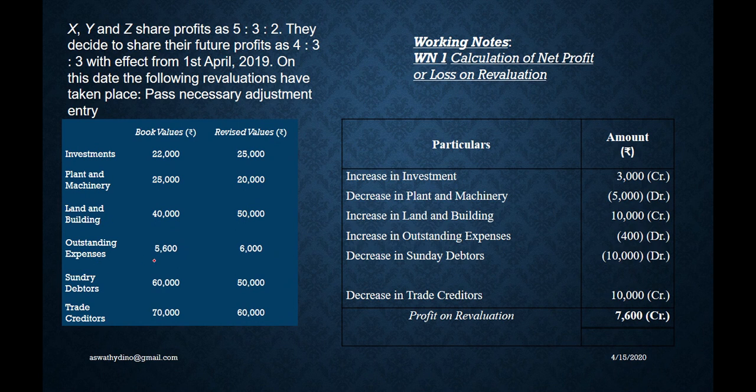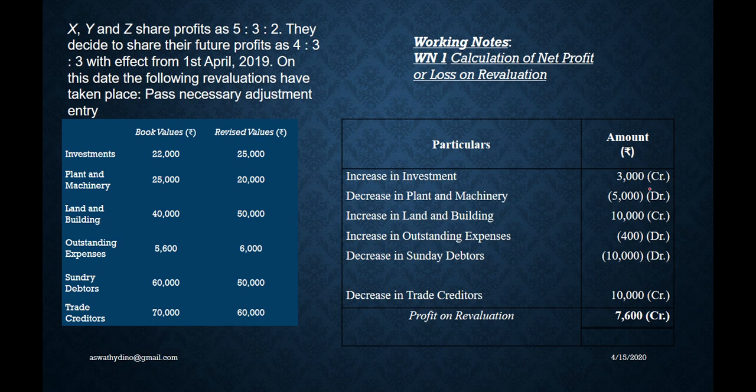Now outstanding expense. Outstanding expense is a liability. Liability is increasing, so it is a loss. So it is a debit balance, and on the debit side of revaluation account we should write: increase in outstanding expense 400 debit. Now sundry debtors. Sundry debtors is an asset. Asset value is increasing. Sorry, asset value is decreasing. Book value 60,000, revised value 50,000. So asset value is decreasing, so it's a loss. Decrease in sundry debtors, debit side of revaluation account. Then trade creditors. Trade creditor is a liability and liability value is decreasing. As liability value is decreasing, it is a profit, credit side of revaluation.